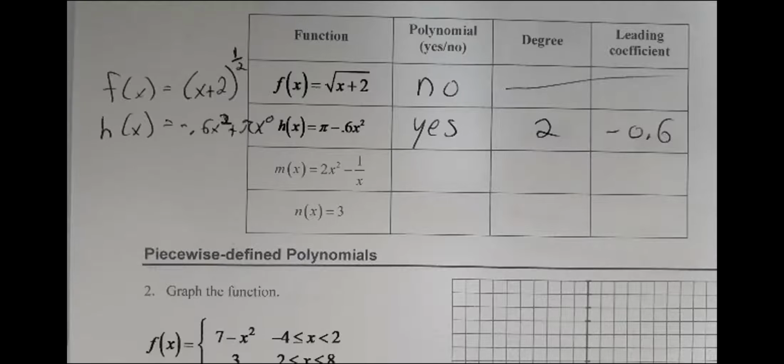Now look at this next function, m of x equals 2x squared minus 1 over x.